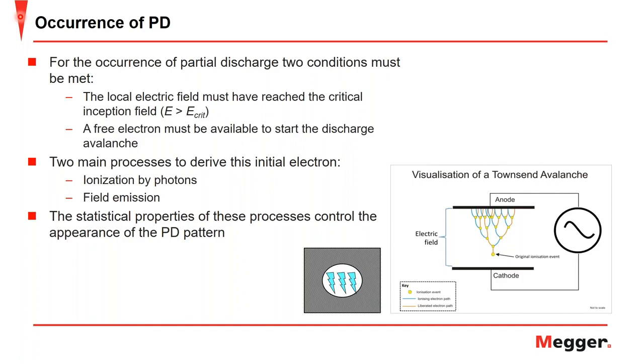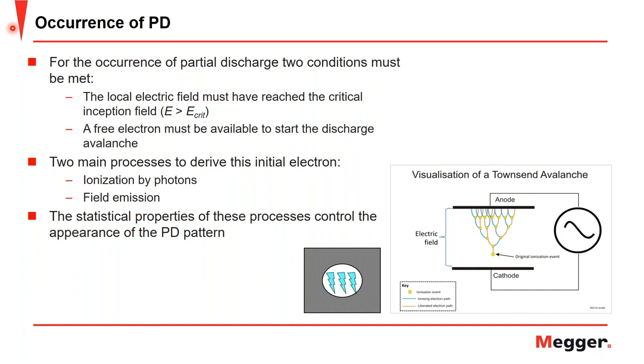And this discharge avalanche is referred to as the Townsend discharge or Townsend avalanche, which is a gas ionization process where free electrons are accelerated by the applied electric field, and they collide with gas molecules and consequently free additional electrons, as you can see. And these electrons in turn accelerate and free additional electrons. And this results in the avalanche multiplication that permits the electrical conduction through a gas medium. And there's 2 main processes to derive this initial electron.